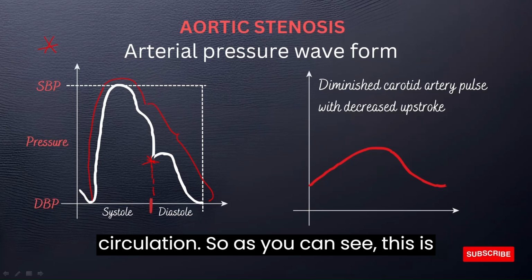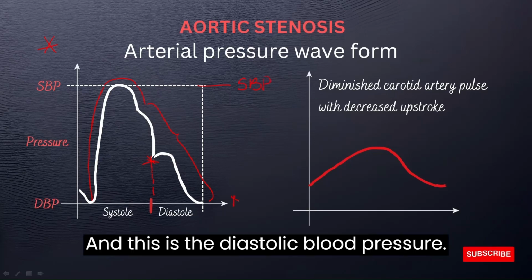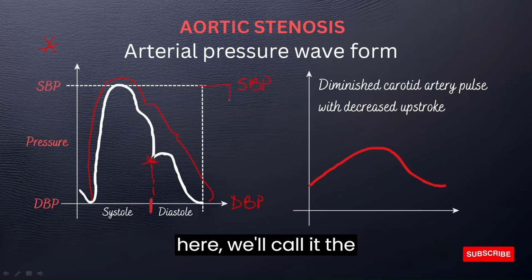So as you can see, this is the systolic blood pressure, and this is the diastolic blood pressure. So the difference between these two right here, we will call it the pulse pressure.